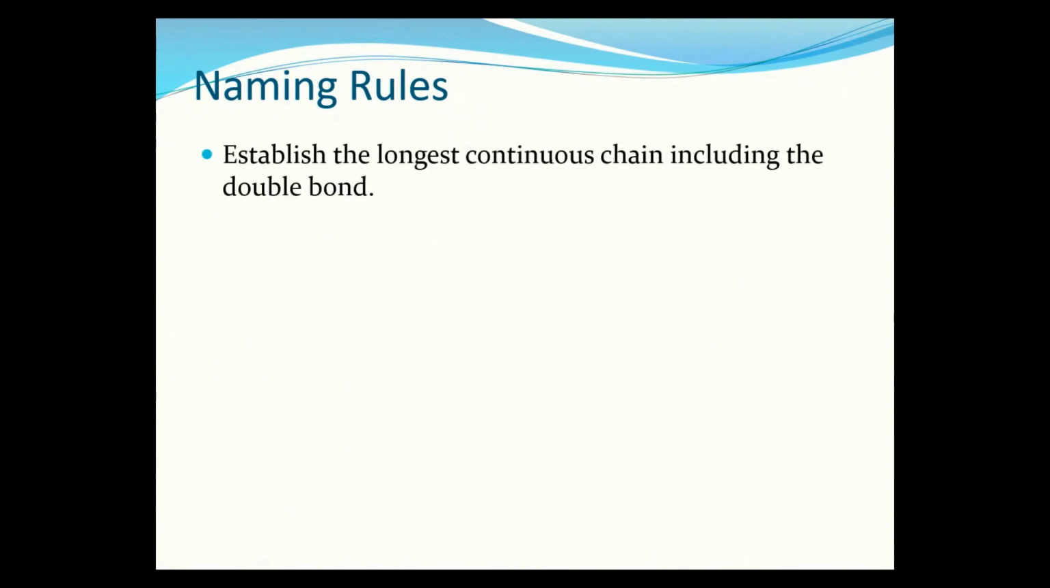So naming rules are very similar. Establish the longest continuous chain that includes a double bond. Carbon 1 is going to be closest to the double bond. So this is a little bit different than alkanes.